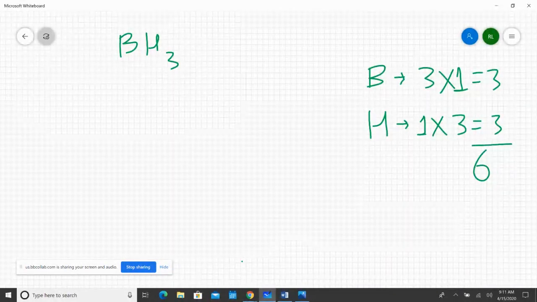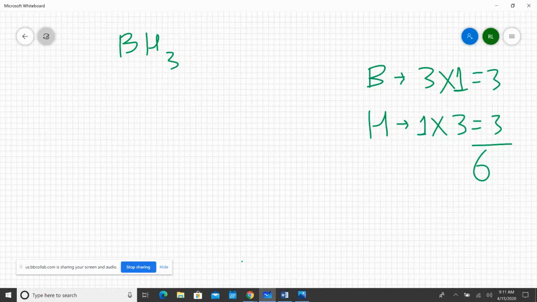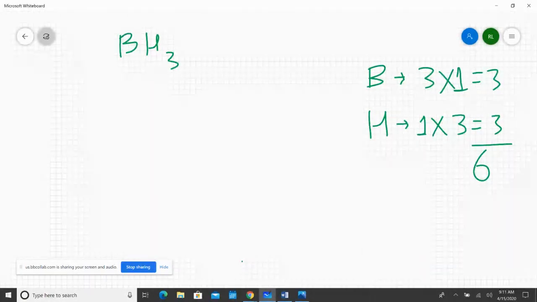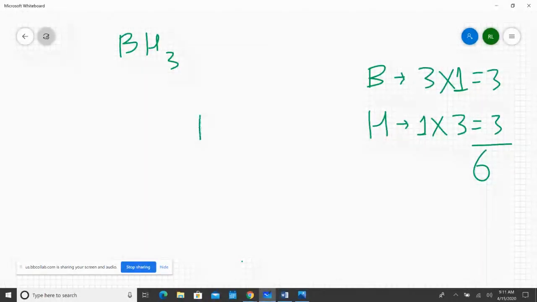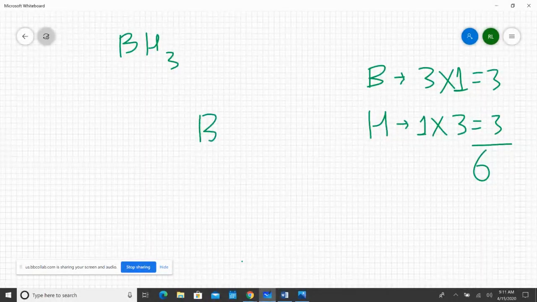And like the rules said, hydrogen will always be flanking other atoms. It is always a terminal atom, right? So I draw my central atom, which is going to be boron, and I draw my skeletal structure.